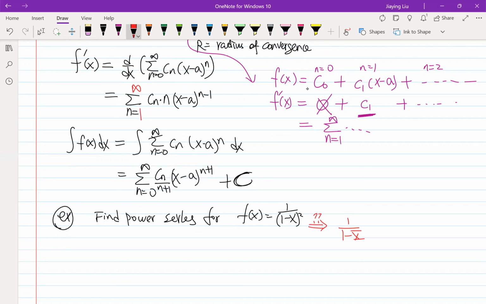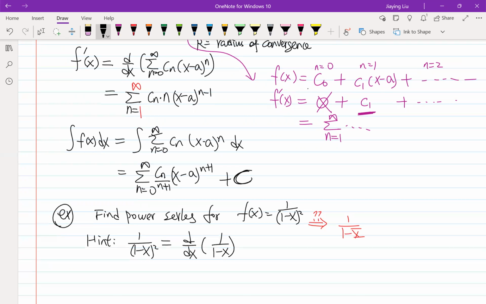It's not easy. It turns out that there's another trick here, which is, you can call it a hint: recognize that 1 over (1 minus x) squared is basically just the derivative of 1 over 1 minus x, lowercase x. So you can work out the derivative on your own. It turns out to be 1 over (1 minus x) squared. Well, how is that going to help?